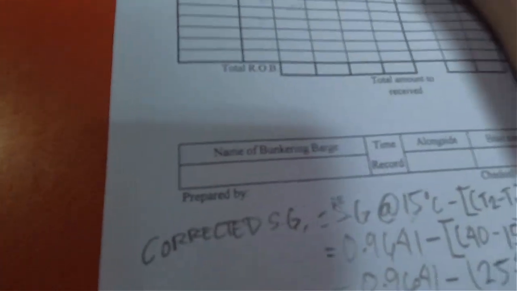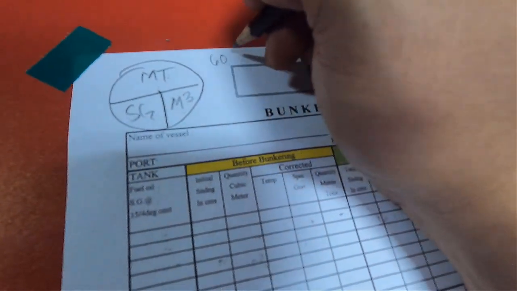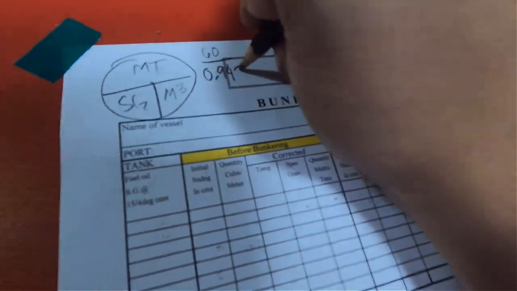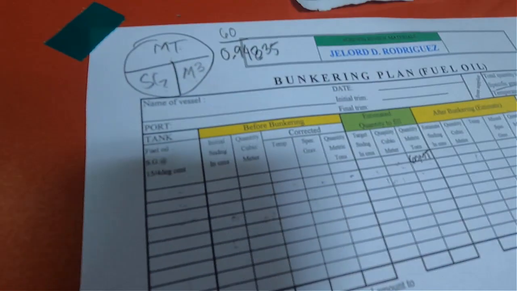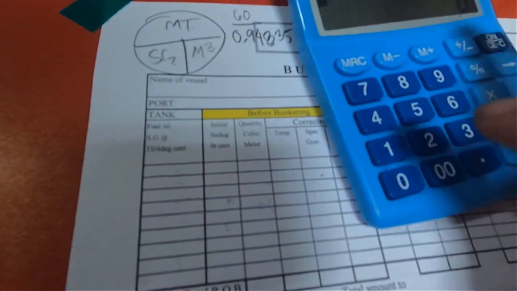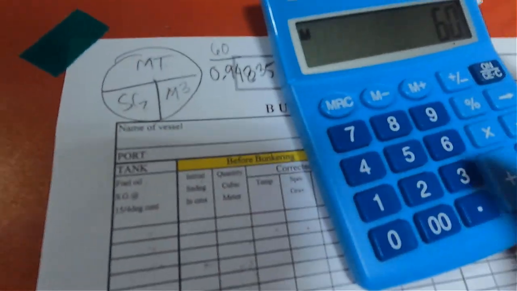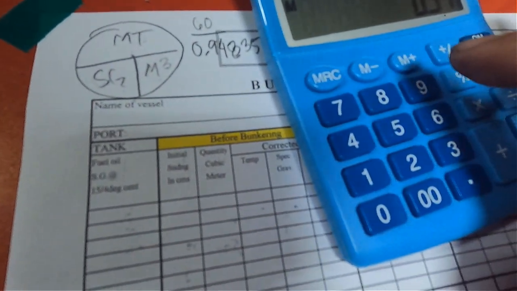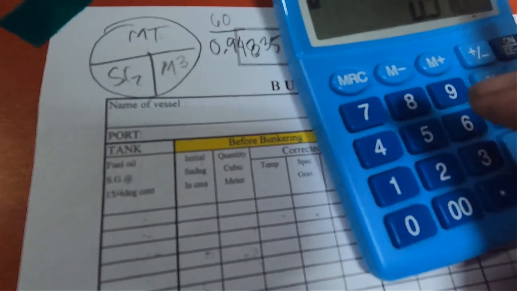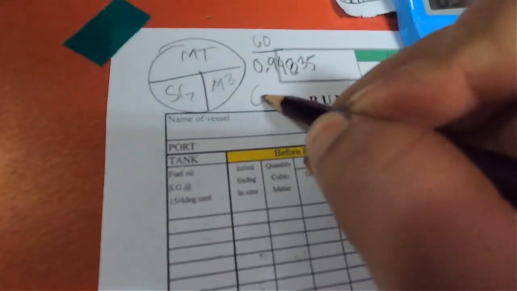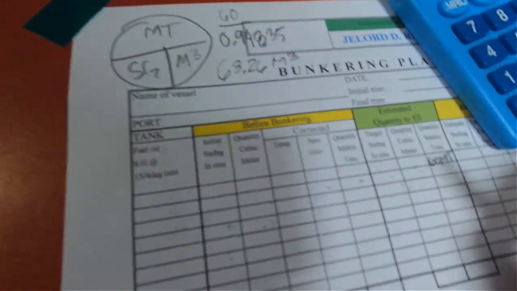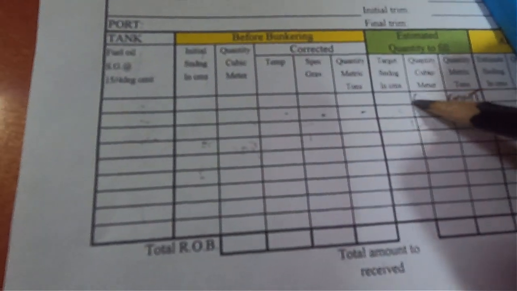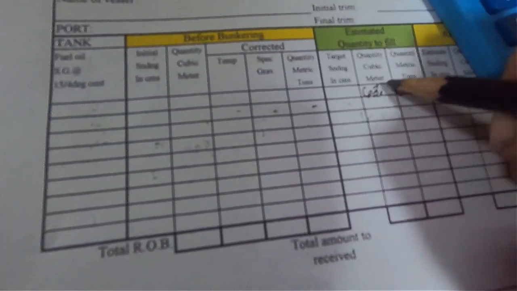So now 60 divided by 0.94835, the answer is 63.26. So this is the value of our cubic meter in 60 metric tons. So now we put here 63.26.